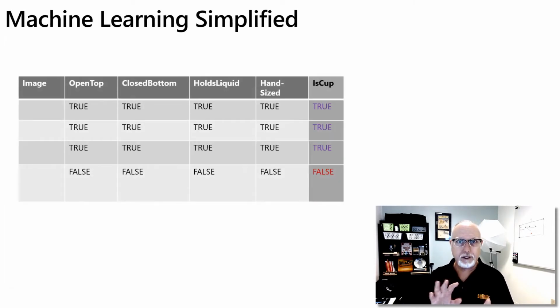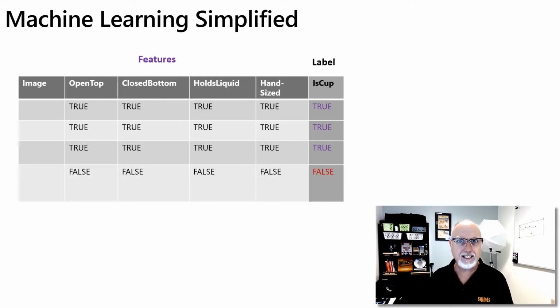So let's take a look at some things here. You can see that I've got some attributes. You can think of them as columns or whatever you'd like to call them about an object, and it's going to be a certain image, and you're going to look at that image and you're going to give it some tests. You're going to say, does it have an open top? True or false? Does it have a closed bottom? True or false? Can it hold liquid? True or false? And is it hand-sized? True or false? So I'll show you an object in a moment. These things are called features. The columns are simply called features, and the score, the result, is called a label.